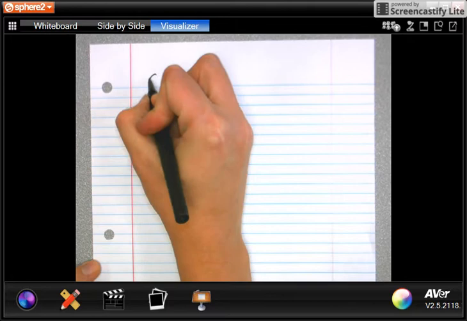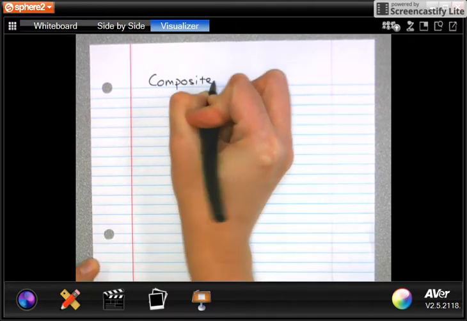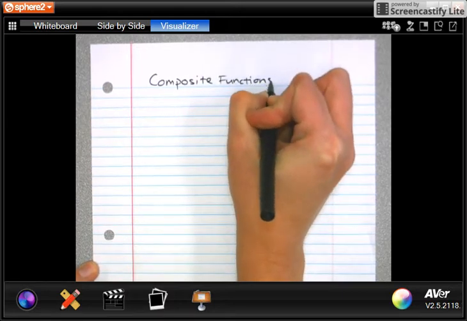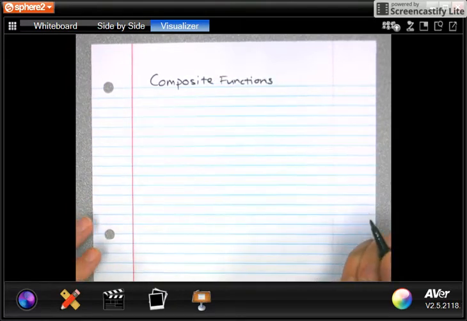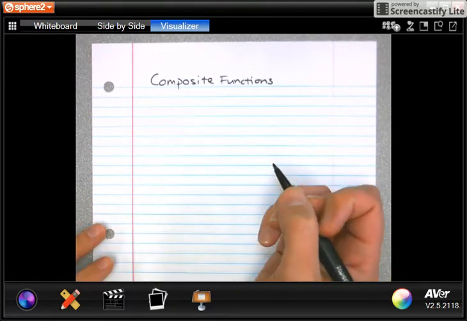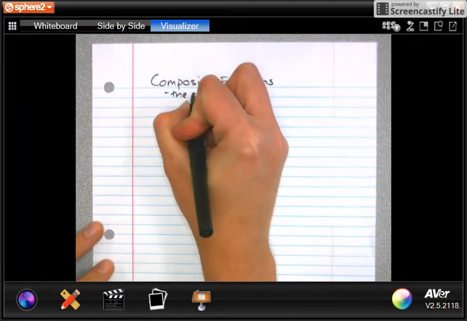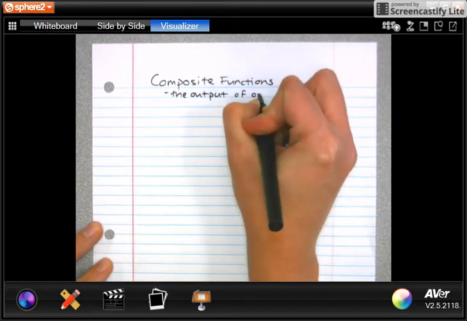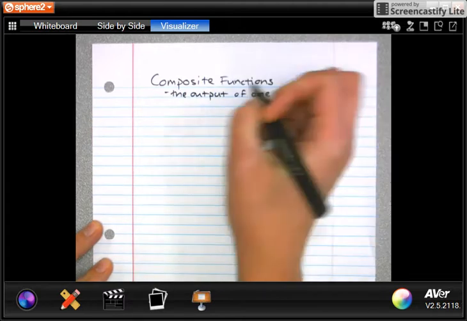So today's notes are on composite functions. Sometimes you hear them called function composition. That's the same thing. What this means is that the output of one function becomes the input for another.